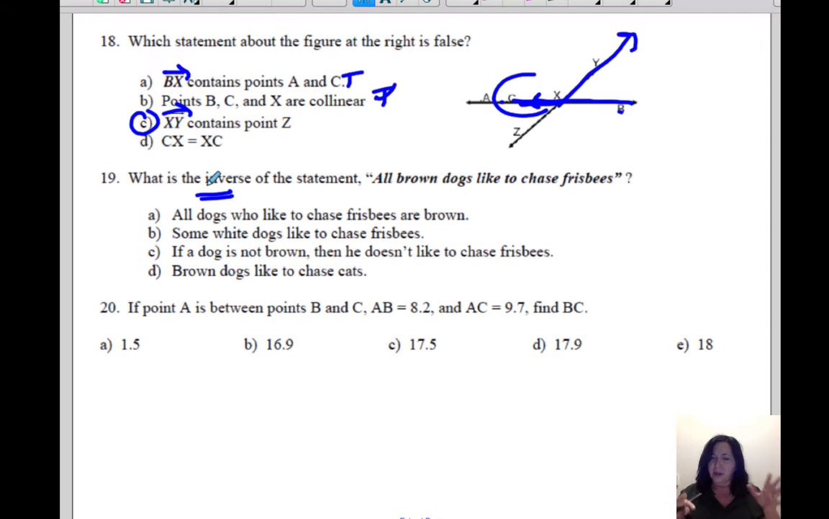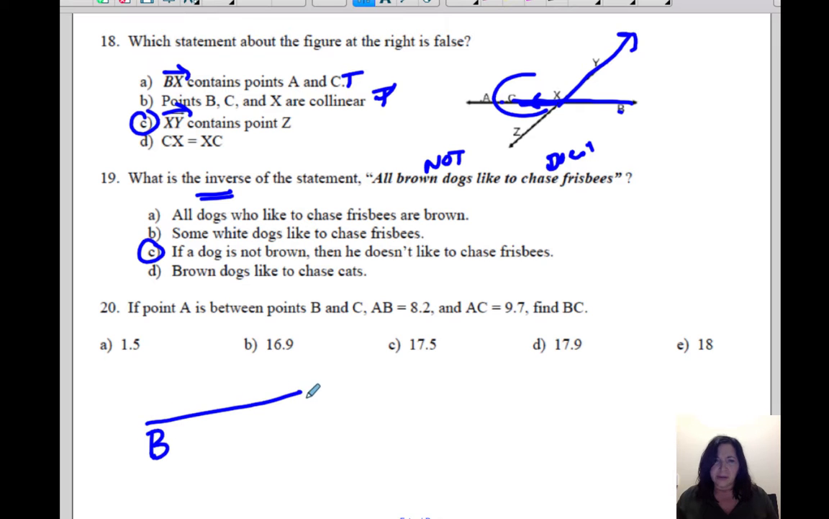The inverse is the not. So all brown dogs like to chase frisbees. So what would that be? If a dog is brown, then he likes to chase frisbees. The inverse would be if a dog is not brown, then he doesn't like to chase frisbees. Which one is that? That's C.